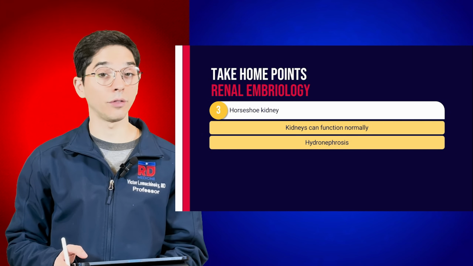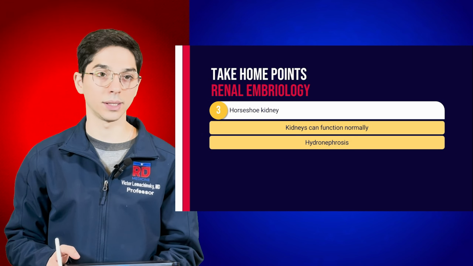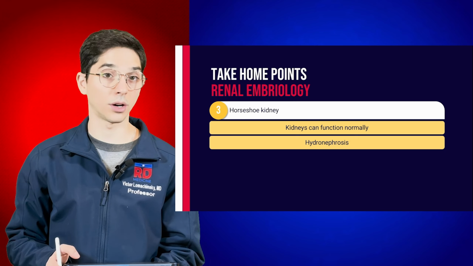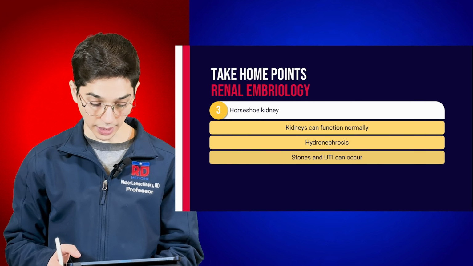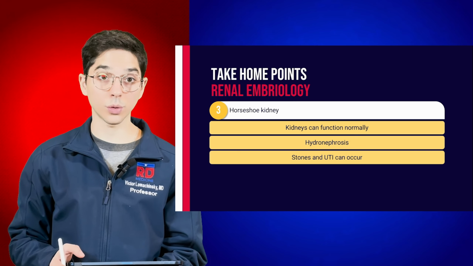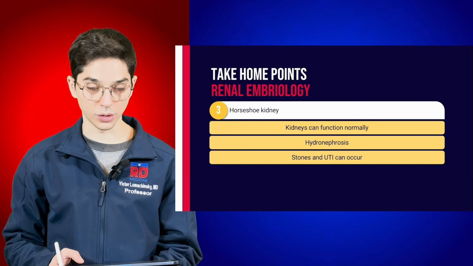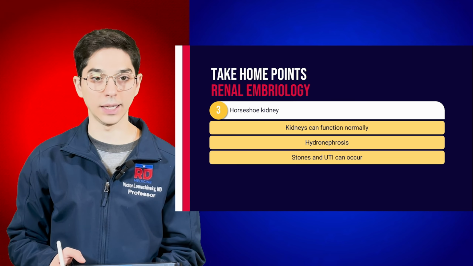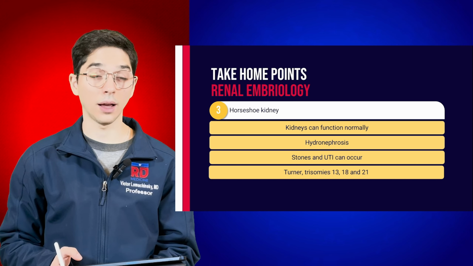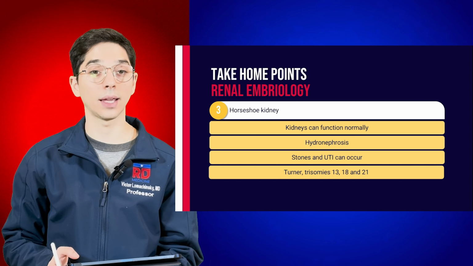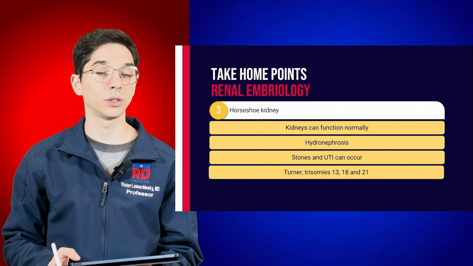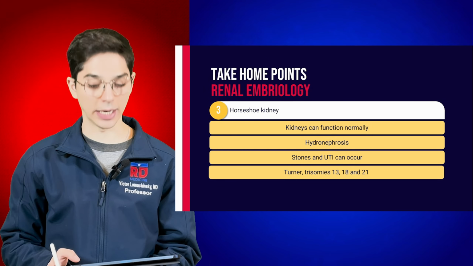However, they're often obstructed by the inferior mesenteric artery, which can result in hydronephrosis, can increase your risk for kidney stones, and can increase your risk for UTIs. This is seen especially in patients that carry the syndromes of Turner, Down, Patau, or Edwards.